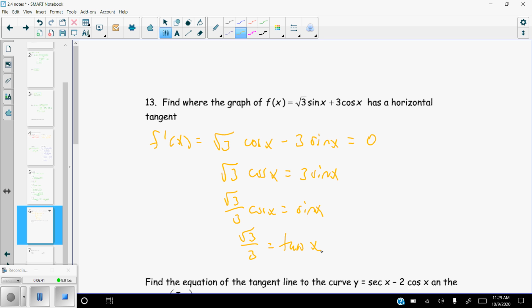So now we have to know our unit circle values pretty well. Tangent of x, to find these values we're talking about, we're just going to do one circle in this case just to make it a little bit easier. Our tangent values here are going to be when x is at pi over 6 or when x is at 7 pi over 6, because tangent will be positive in the first and third quadrant, and those are the locations where tangent is going to be square root of 3 over 3.